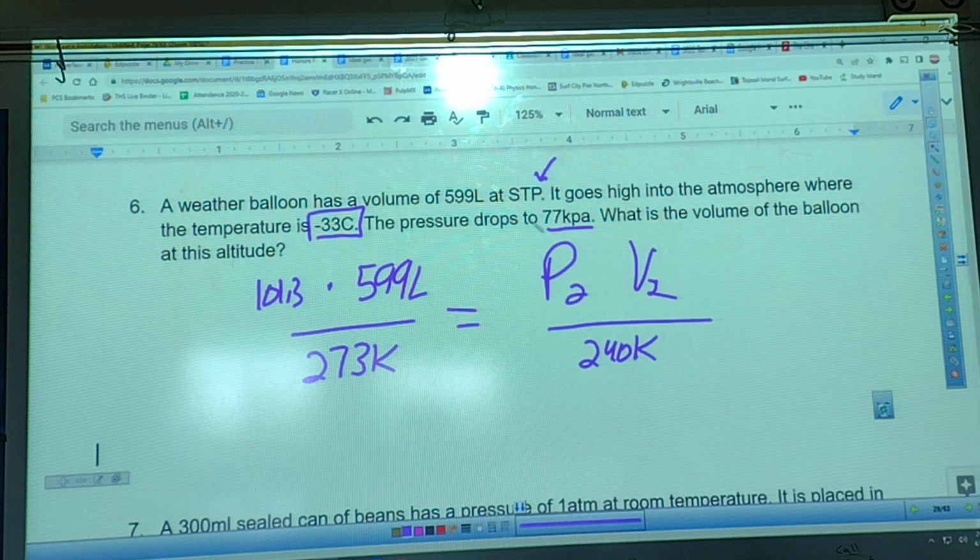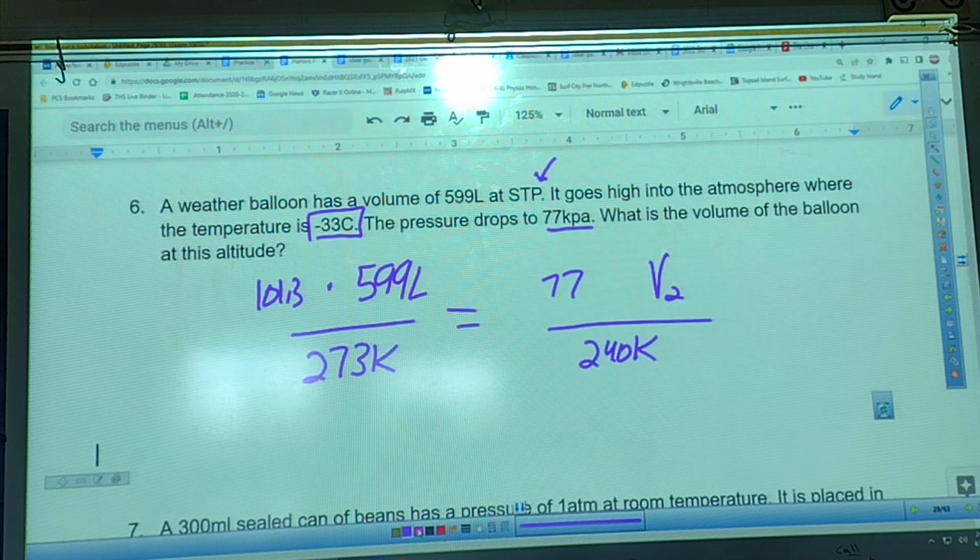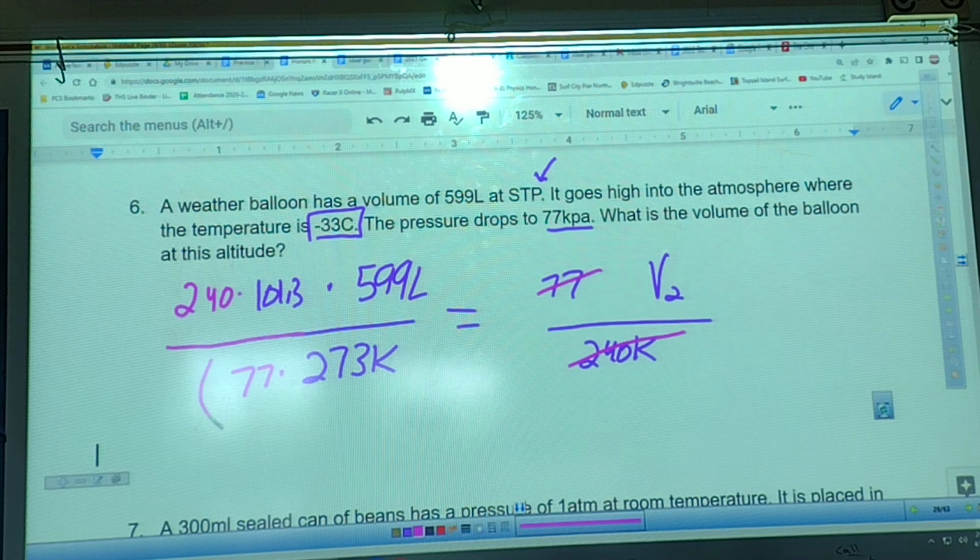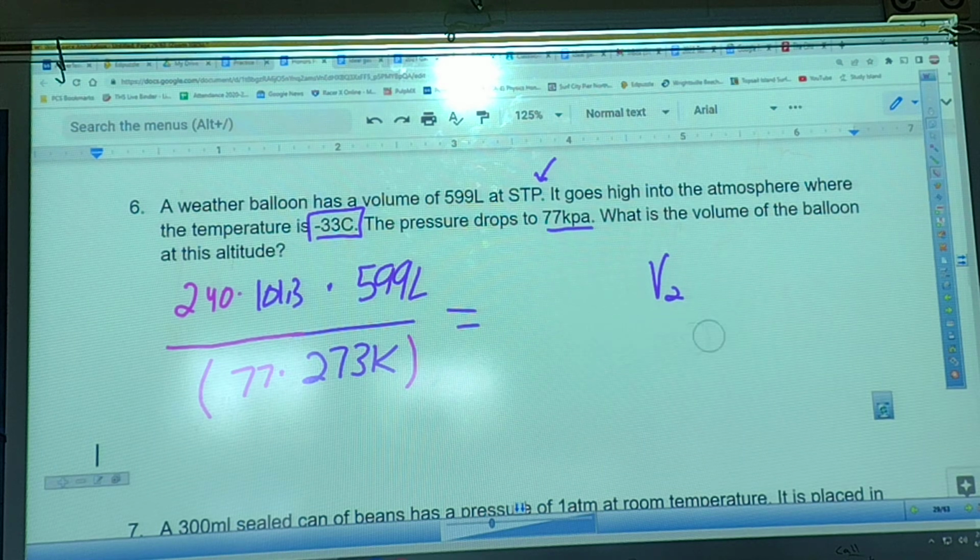It got colder. The pressure drops to only 77 kilopascals. Whoops, the pressure, excuse me. Pressure drops to 77 kilopascal. What is the new volume? What is volume number 2? We're going to cross multiply. 240 is going to go up here, and we're going to get rid of this 77 by putting it down there. All right. Don't forget your parentheses or your calculator is going to give you the wrong answer.